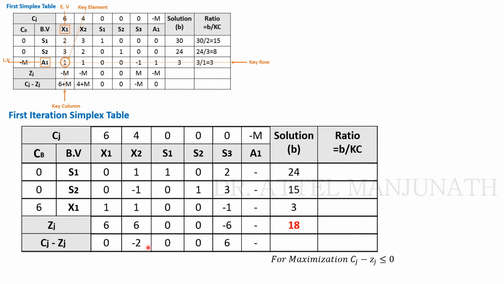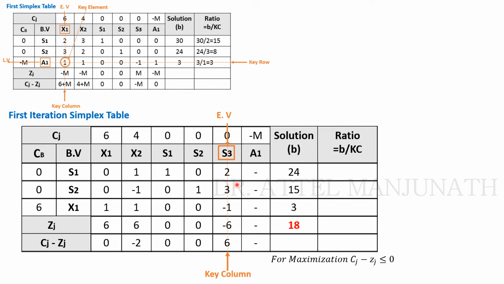So now, taking the net cell row Cj minus Zj, the positive value is the key column, and this is the highest positive value. Consider this as the key column, and now S3 becomes the entering variable for the next iteration.